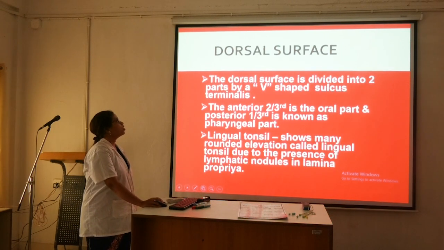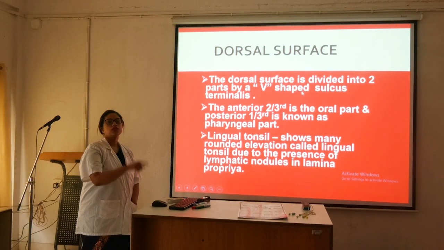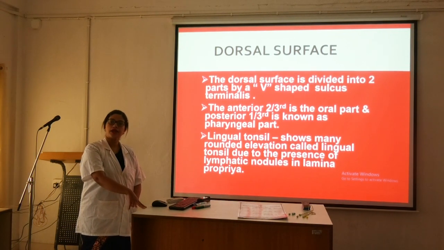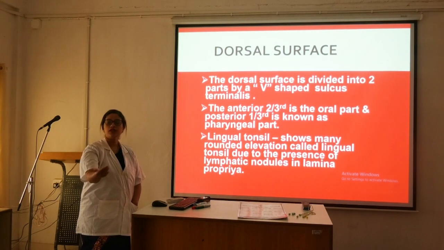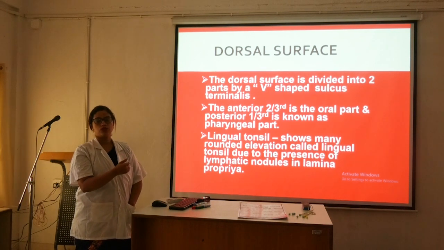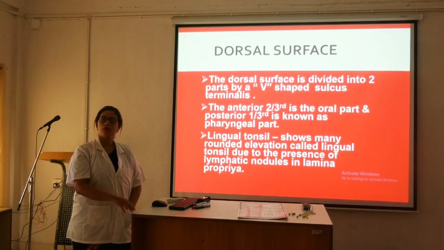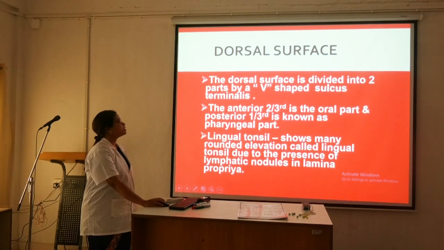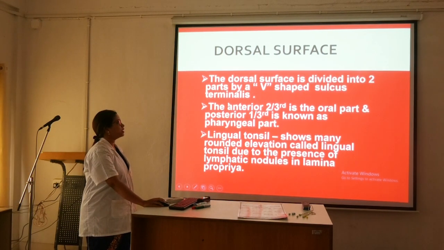Now the dorsal surface. Just now you have seen the dorsal surface of the tongue. There is one V-shaped area, known as the sulcus terminalis. Anterior to the V is the anterior two-thirds, posterior is the posterior one-third. And it develops from where? The foramen cecum. The point is foramen cecum. So the dorsal surface is divided into two parts by a V-shaped sulcus terminalis.